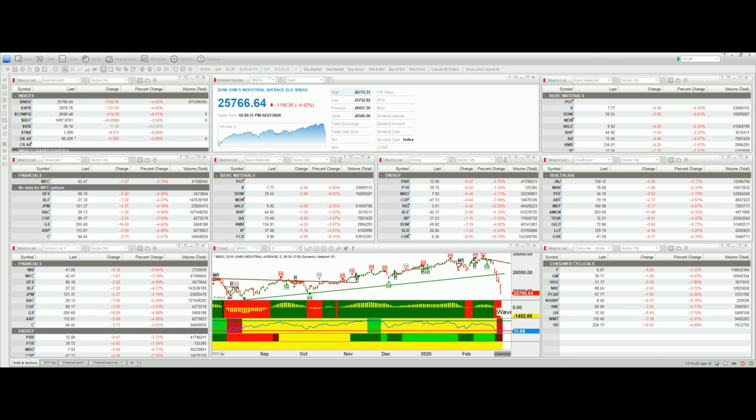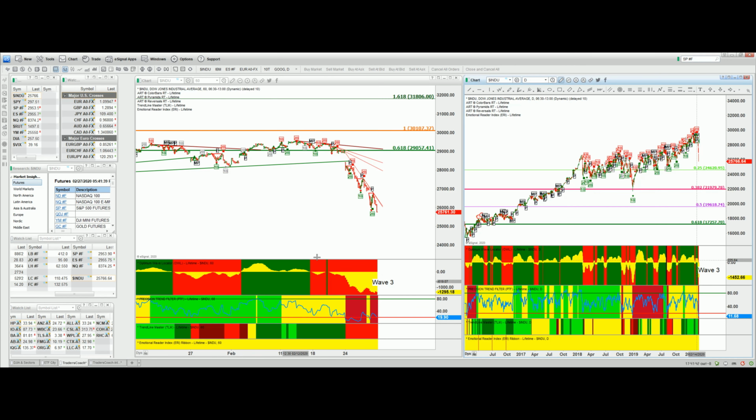Okay, to start off, the market basically dropped today, and it's Thursday, dropped 1,190.95 points. And as you can see, it ended at 25,766.64. So that's where we're at right now. Now, if we take a look at some of the charts here, first thing I want to take a look at is the Dow.